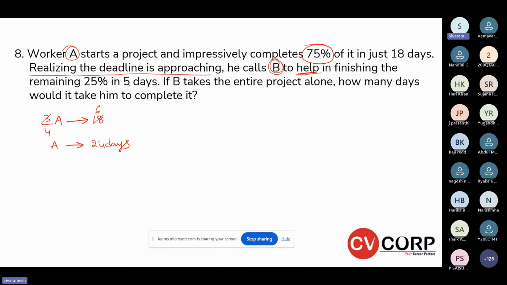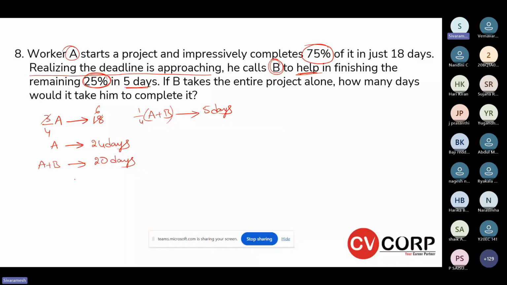Now if you observe, A and B came into the picture. This A and B is taking how many days? 5 days. But are those two people taking 5 days to complete the entire 100% work? No, only 25% of the work. 25% of the work is nothing but 1 by 4, so obviously A plus B combined complete the entire work in how many days? They will take 20 days, because this 4 in the denominator will go to the right hand side. 5 fours are 20.